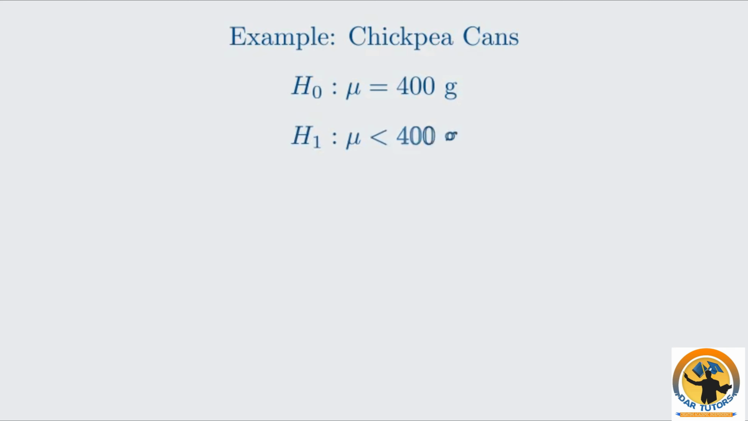Let's work through an example. Cans of chickpeas are labeled 400 g. We know the true weight is normally distributed with a standard deviation of 10 g. We want to test if the mean weight is less than 400 g. The hypotheses are H0: mu equals 400, and H1: mu is less than 400. We take a sample of 12 cans and set the significance level alpha to 2%.